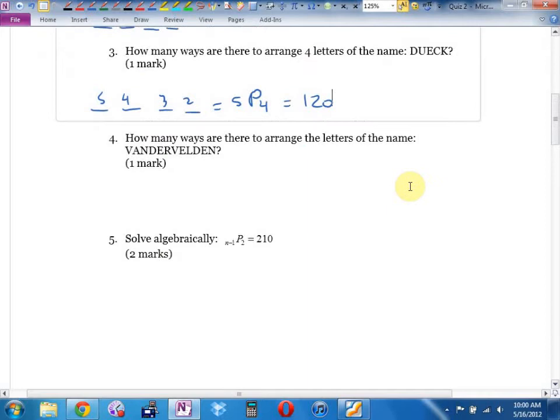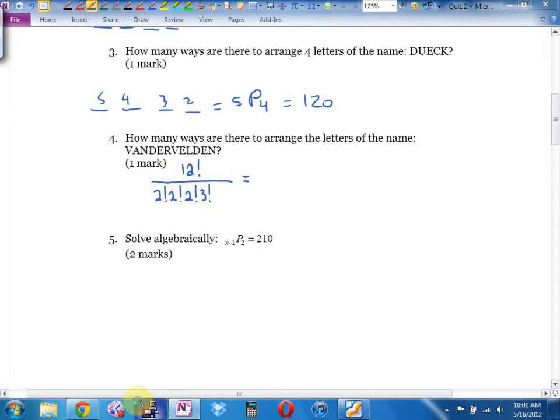How many ways are there to arrange the letters of the name van der Velden? Do some letters repeat now? Okay. Then we're going to go 1, 2, 3, 4, 5, 6, 7, 8, 9, 10, 11, 12 factorial divided by 2 V's, 1 A, 2 N's, 2 D's, 3 E's, 1 R. I already did V's, 1 L. It's going to be that.